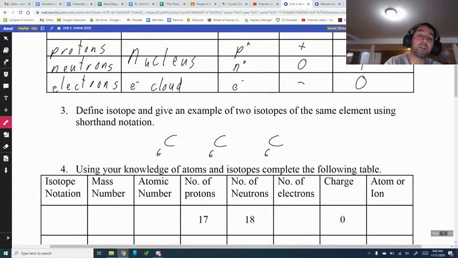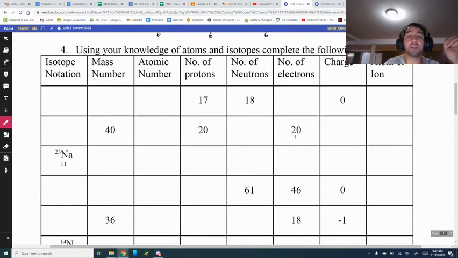Now, carbon 12 is going to have a mass number of 12. Carbon 13 will have a mass number of 13. And carbon 14 will have a mass number of 14. Makes sense, right? So carbon 12 has 6 neutrons. Carbon 13 has 7 neutrons. Carbon 14 has 8 neutrons. And that's the difference between the three. Okay. All right.